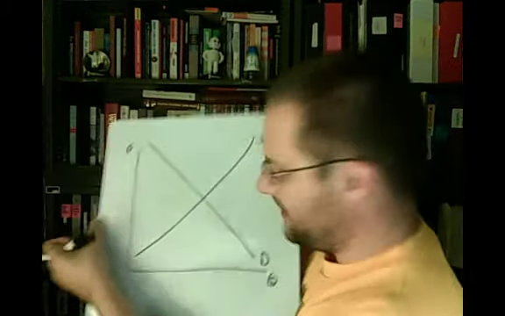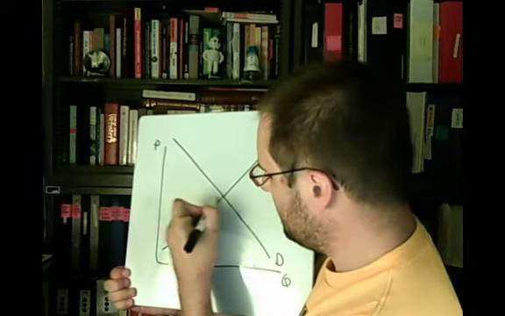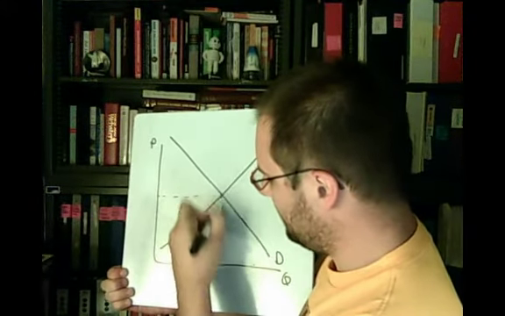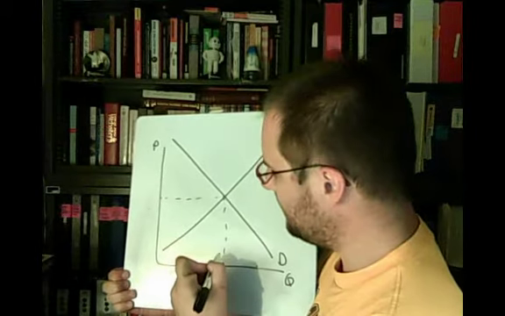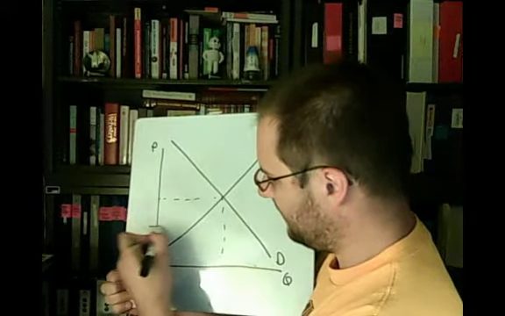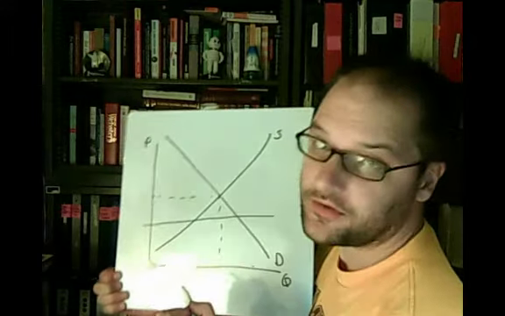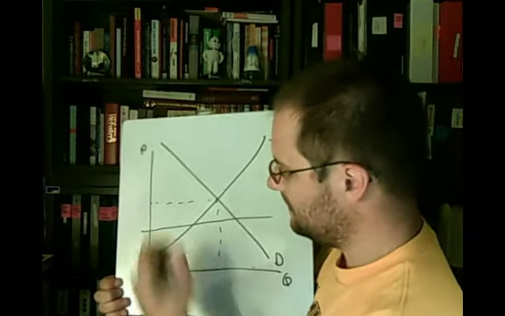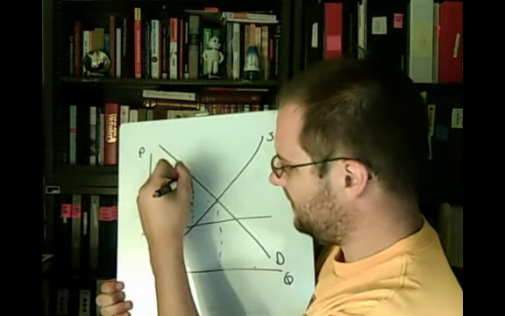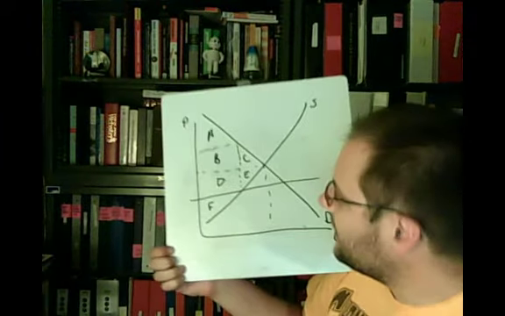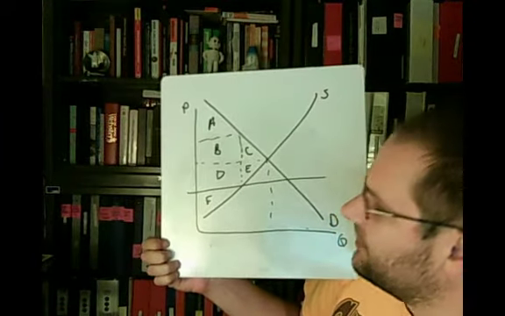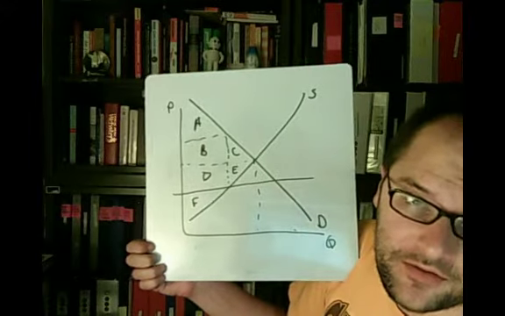Alright, here's my demand and supply. Here's my original equilibrium price and quantity. And now I've passed a law that makes the maximum price right here. Okay, so now I'm going to start to split this up into some areas here. Now, let's look at a situation before there was this law and after there was this law.